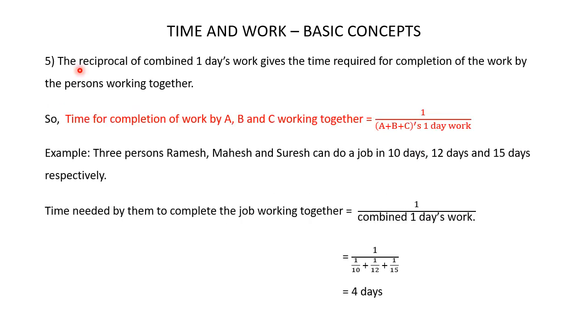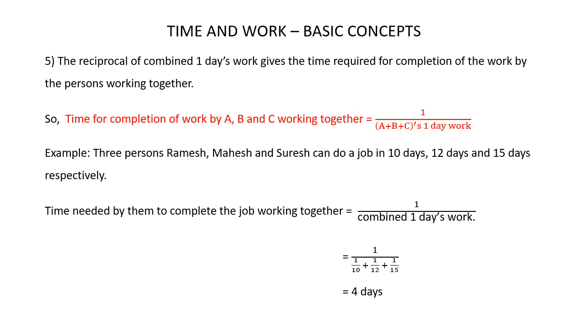The reciprocal of combined one day's work gives the time required for completion of the work by the persons working together. So, time for completion of work by A, B and C working together is equal to 1 divided by A plus B plus C's one day work.